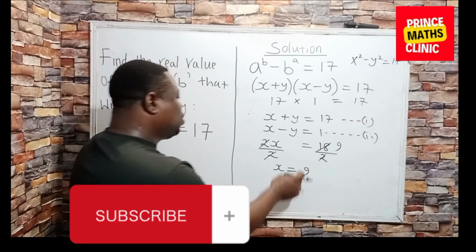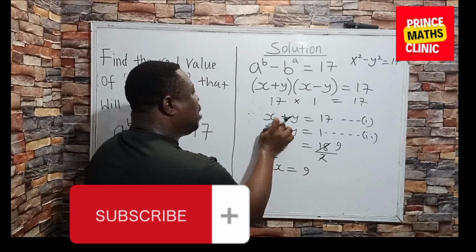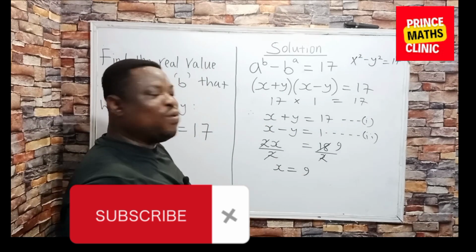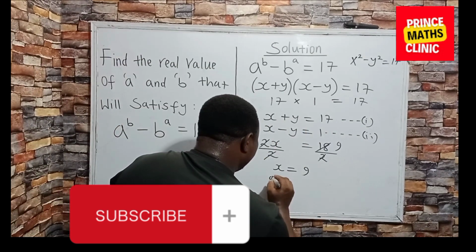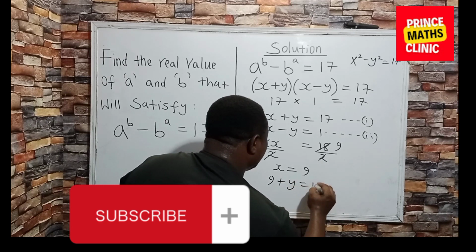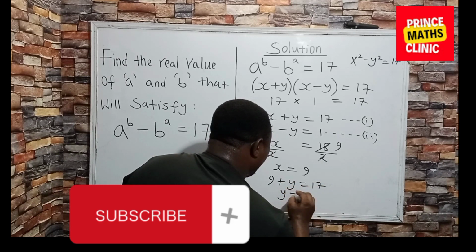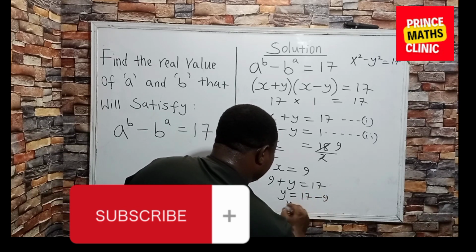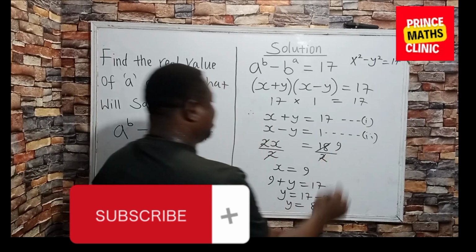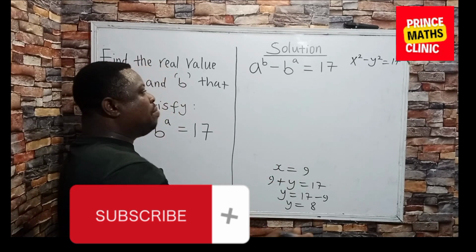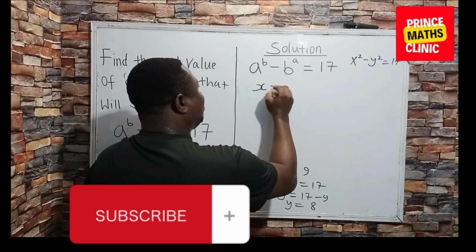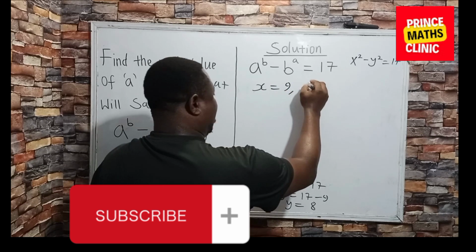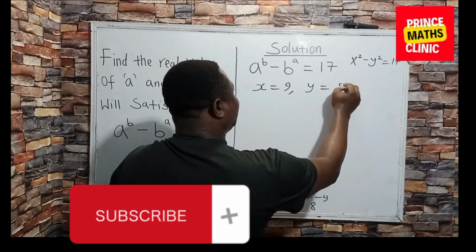Then I can substitute 9 in place of X in equation 1 to get my Y. So if 9 plus Y equals 17, it means that my Y is 17 minus 9, and 17 minus 9 is 8. So what does that imply? It means that my X is 9 and my Y is 8.